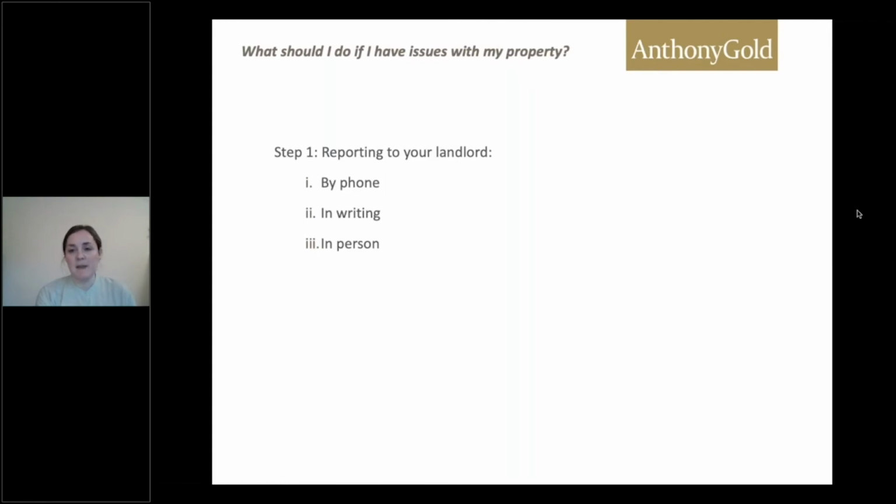And you may also want to report it in person in the housing office or again to a housing officer when you see them. Any of these methods are valid for notifying your landlord, but when you are reporting it either by phone or in person, it's a good idea to keep a separate written note of when you have reported the issue and what you have specifically reported, just in case the report is lost from your landlord's system for any reason.